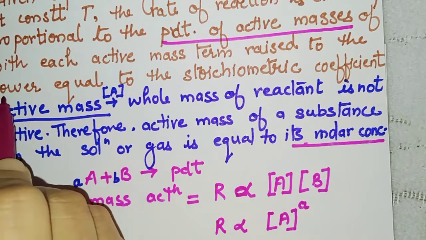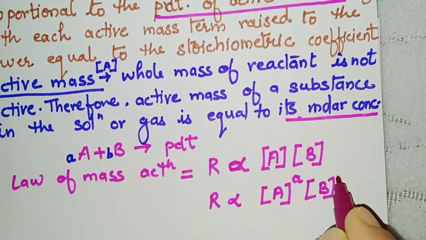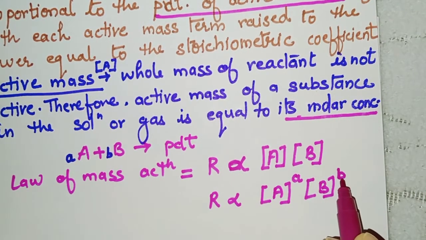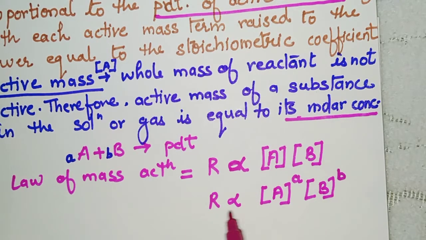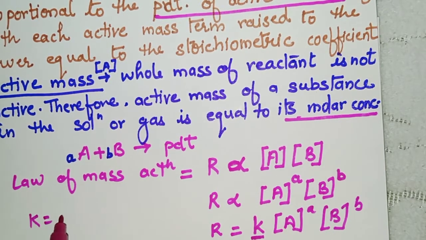The molar concentration of A is raised to a power equal to its stoichiometric coefficient. Whatever stoichiometric coefficient you have here becomes the power of the molar concentration of A. Now here this is your B, and the stoichiometric coefficient of B becomes its power. So this is your rate of reaction according to the law of mass action. Now we have to remove the proportionality, so this becomes equal to K, and this K here is the rate constant.